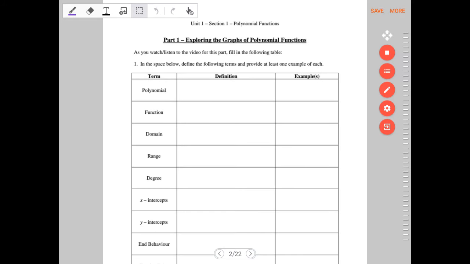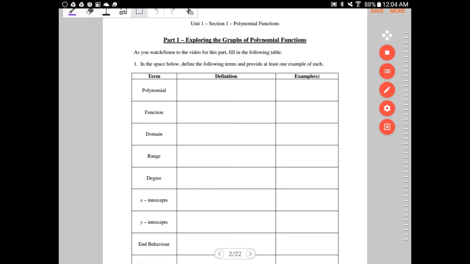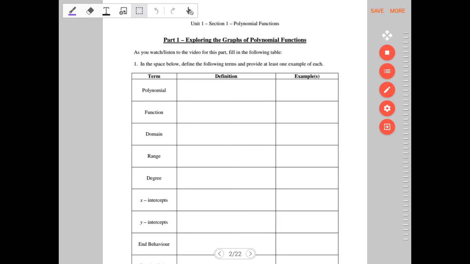The first thing that you should do, if you haven't already, is print out this page and have it with you as I'm talking. I'm not going to specifically go through every single one of these. Some of them you should know from previous courses. But I'm going to have just a general discussion about polynomial functions, as well as their characteristics.